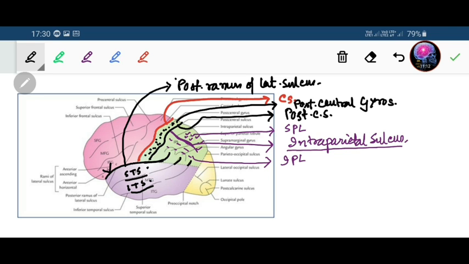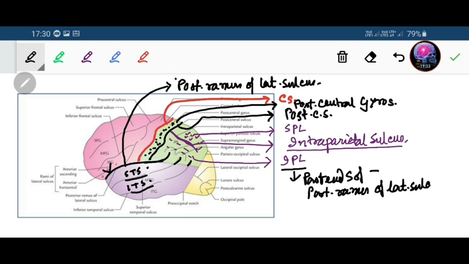They extend into the inferior parietal lobule. So into the inferior parietal lobule we get the posterior ends of posterior ramus of lateral sulcus, superior temporal sulcus, and inferior temporal sulcus.